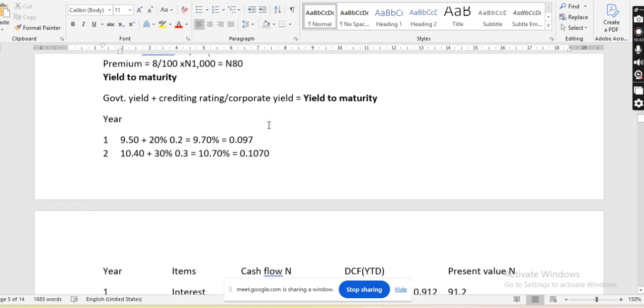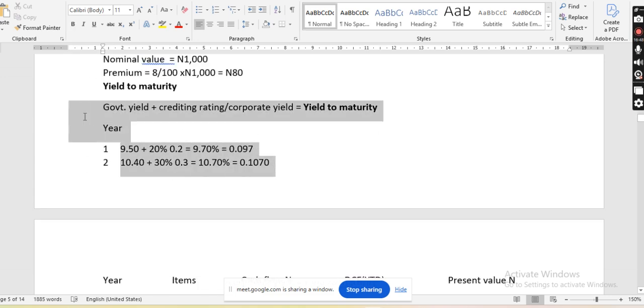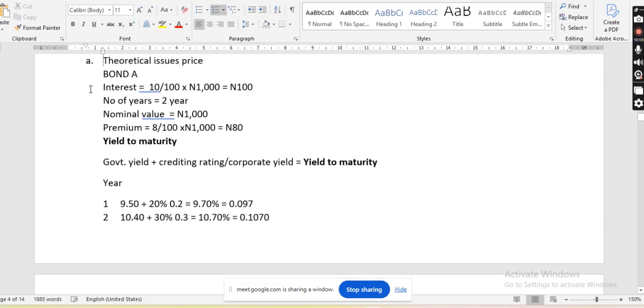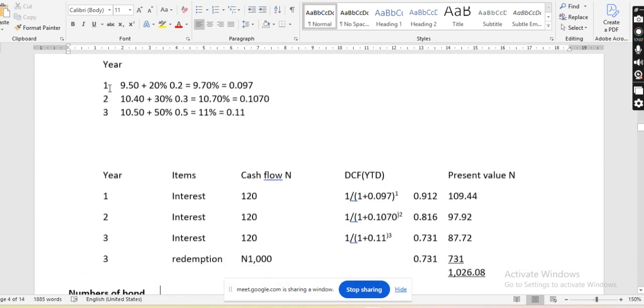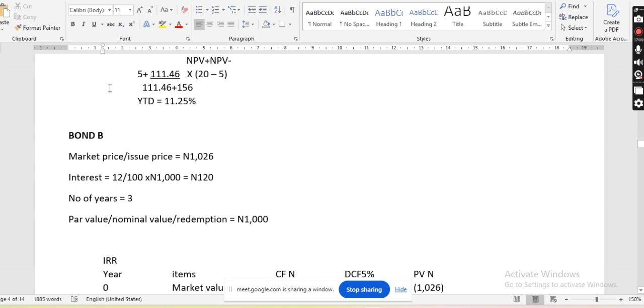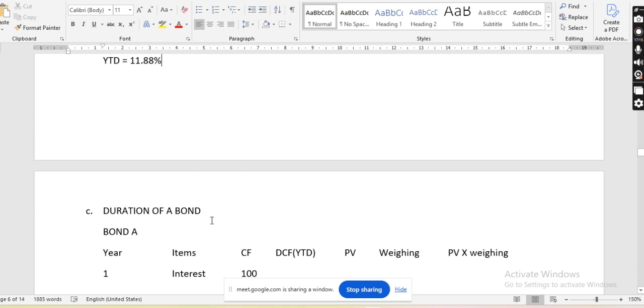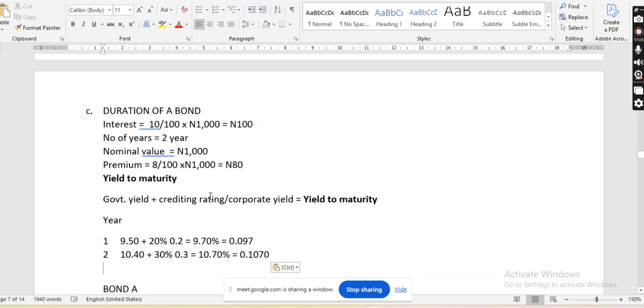This is bond B. Bond A, can you see it? You use the yield to maturity. Let me copy it again. Don't forget the interest rate is what? You can see the interest rate, right? Should I copy this again? Let me copy it in case you want to look for it. Where is the duration? Let me put it before the duration of the bond. Let me just put it here like this.